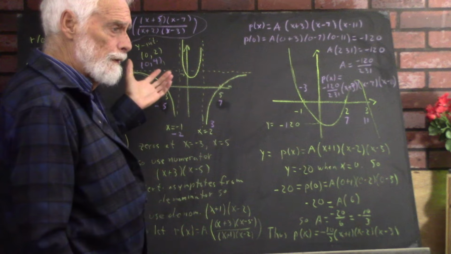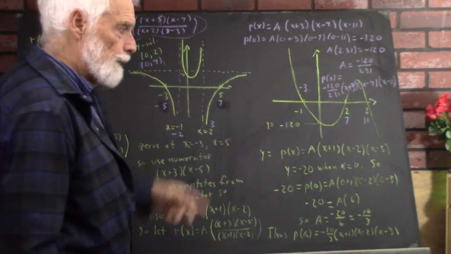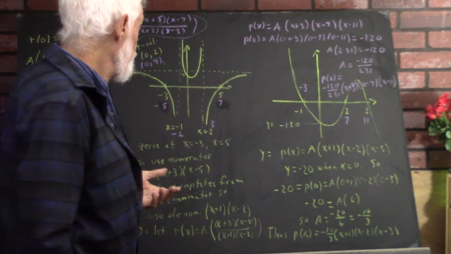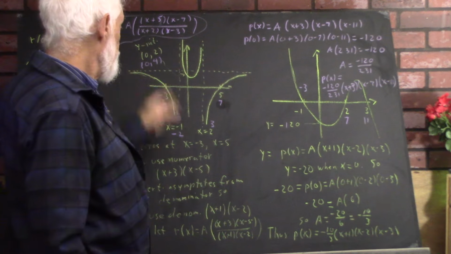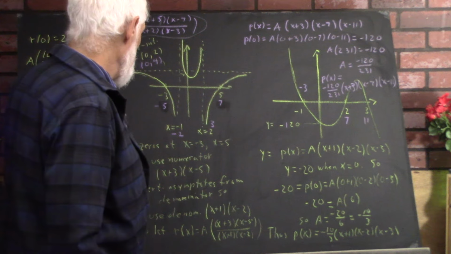Okay, now we have a rational function. Graph of a rational function. There's an error in this graph, the way I drew it. I drew the asymptote too high. Well, the asymptote isn't going to be higher than the y-intercept, so I was a little careless when I drew the thing.